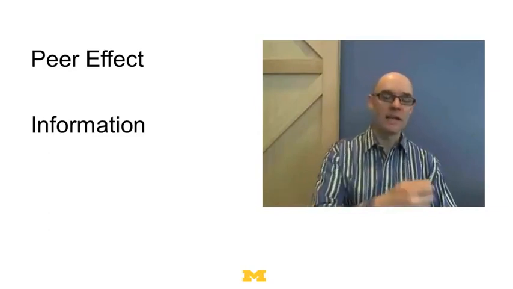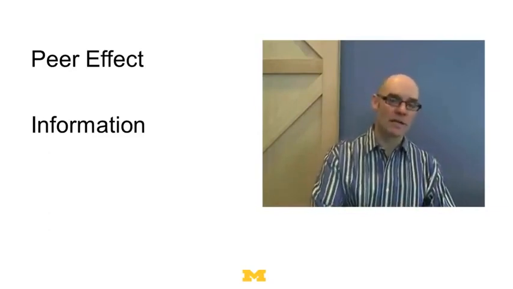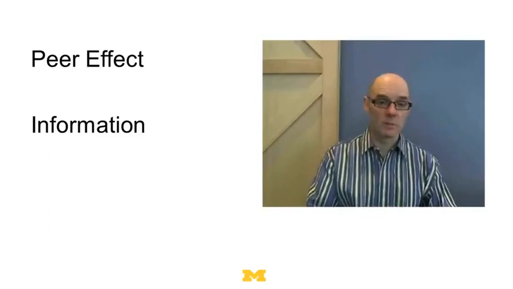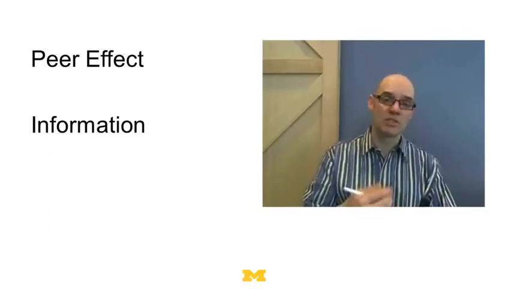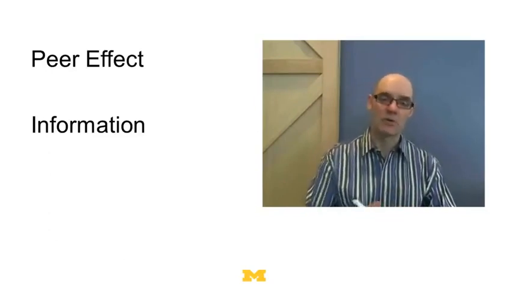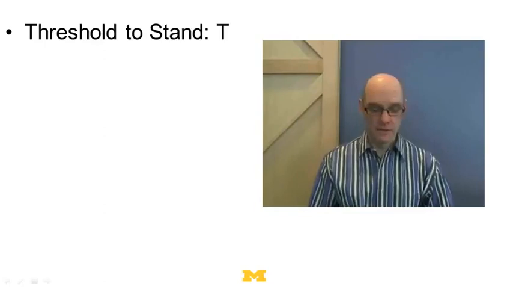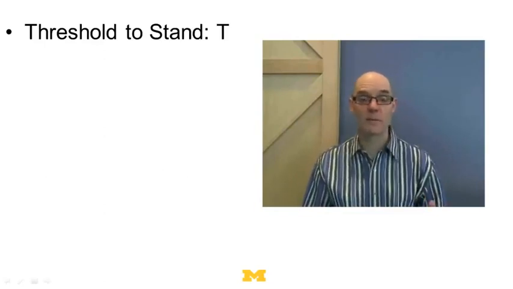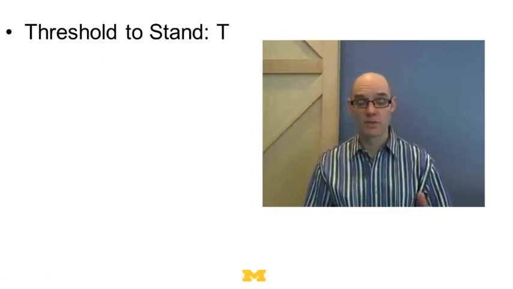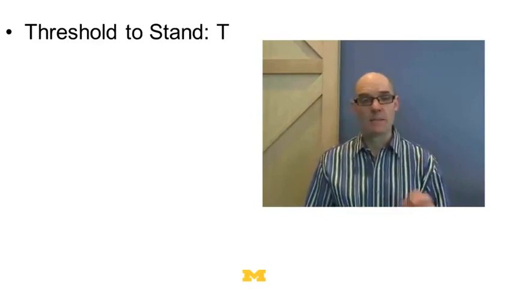So it's not just that you're copying her for the sake of copying her, like in the Granovetter model, like with the purple hats. Here you're copying her because you think she's telling you something about how good the show is. Okay, so that's an information effect. So what we want is a model that's going to capture these pure peer effects and information effects. Just like in the Granovetter model, we're going to have a threshold in which I stand up, but it's going to be somewhat different.